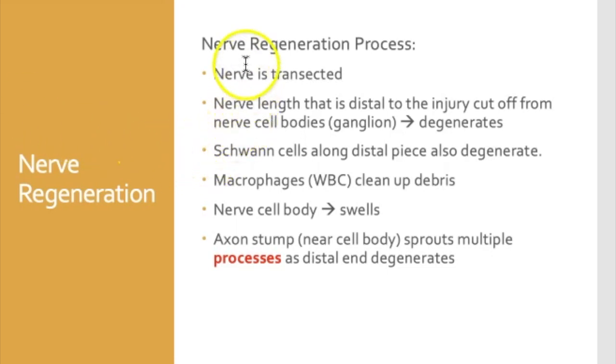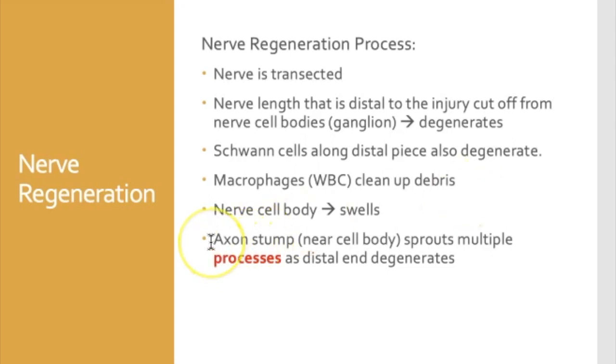Remember, anything that's distal to the injury is going to die and degenerate. The piece of nerve that's distal to the injury, any Schwann cells that are around that distal end to the nerve, they're going to regenerate. The immune system is going to come in the form of macrophages to clean up all that debris. And then up at the proximal end, the neuron cell bodies that are in the ganglia, they're going to swell up because activity is going to occur in order to repair that damaged nerve.